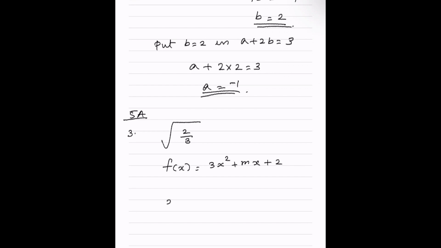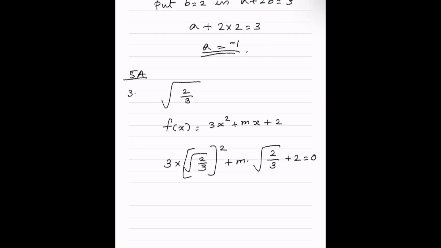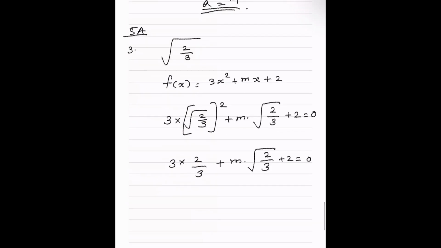So here, if I put 3 into root of 2 by 3 the whole square, plus m into root of 2 by 3 plus 2 equal to 0. When they say it's a solution, you have to write equal to 0. So this gives you 3 into 2 by 3 plus m into square root of 2 by 3 plus 2 equal to 0. So 3 and 3 get cancelled out and you are left with 2 plus 2, which is 4. So it will be 4 plus m square root of 2 by root 3 equal to 0.